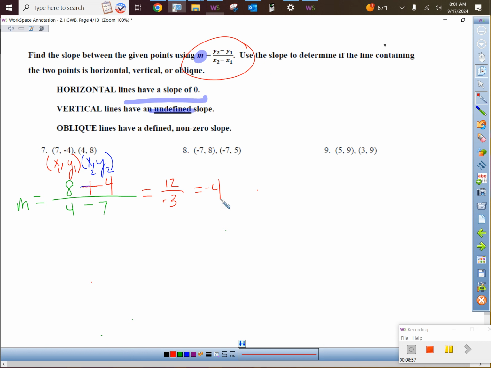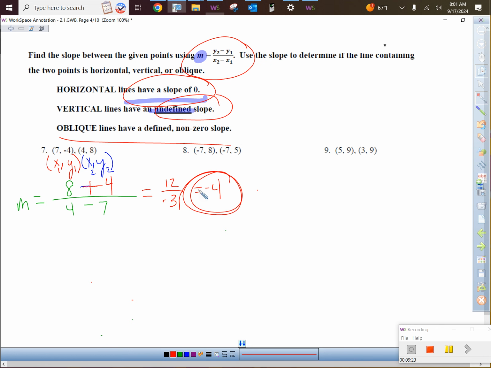And what I'm going to ask you to do on paper, it's not on the computer, but on paper, is tell me if I plotted those 2 points on a graph and connected them together with a straight edge, would the line that connects them be horizontal, vertical, or oblique? Every horizontal line has a slope of 0. Every vertical line has a slope that's undefined. And every oblique line is something else besides 0 or undefined.